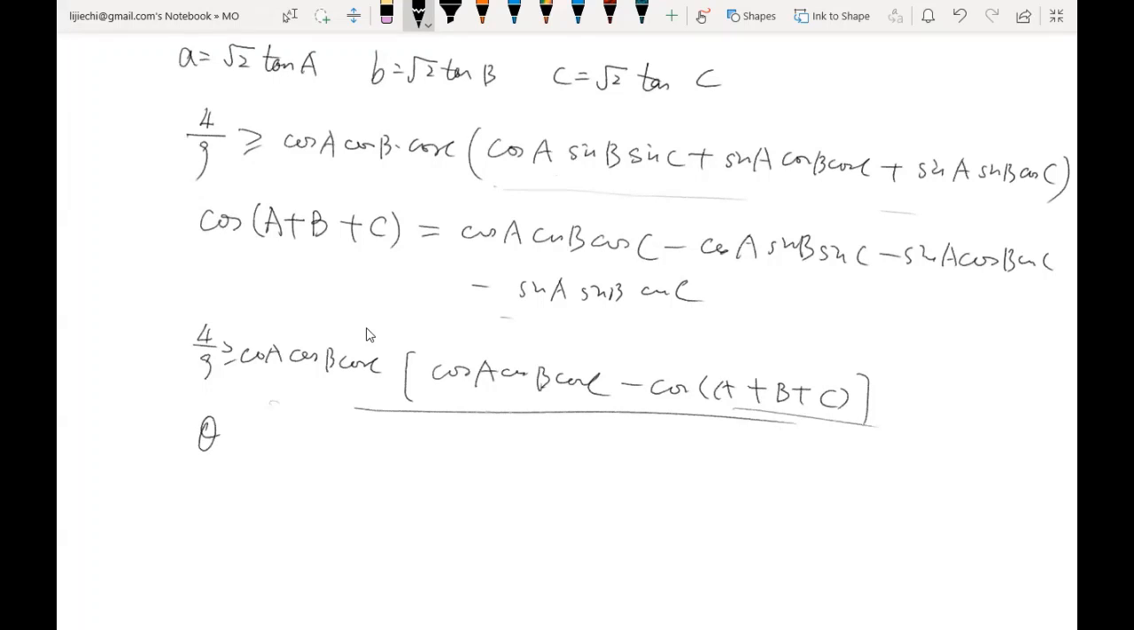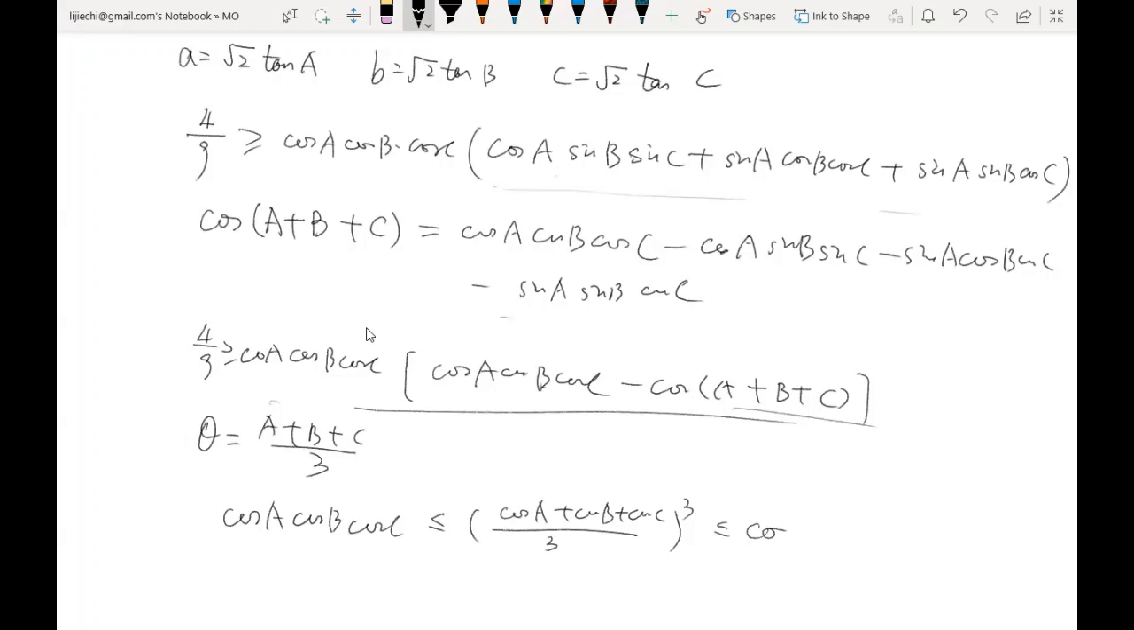So you let theta equal (A plus B plus C) divided by three. And then you get cosine A cosine B cosine C is less than or equal to ((cosine A plus cosine B plus cosine C) over three) cubed, which is less than or equal to cosine cubed theta. So now this one, the top one, can be simplified even further. This is equivalent to showing that 9 cosine cubed theta is greater than or equal to cosine cubed theta minus cosine three theta.